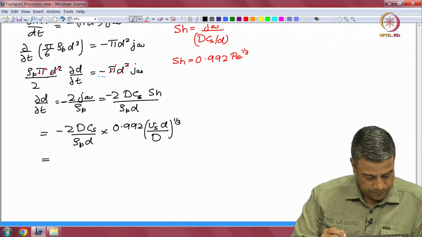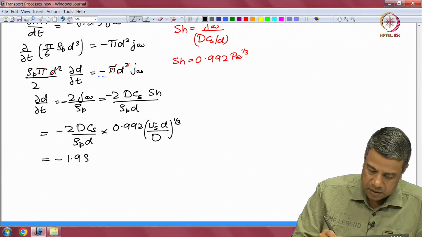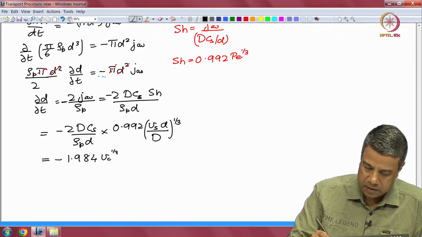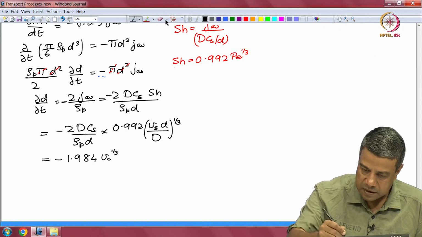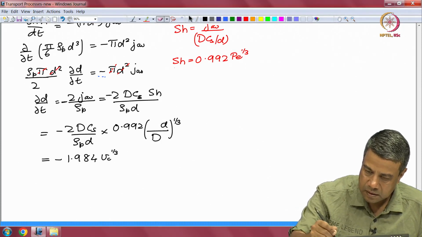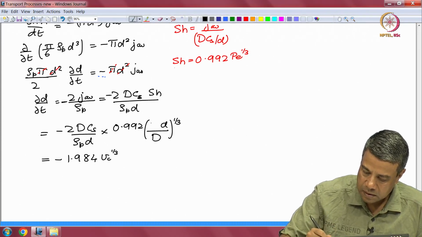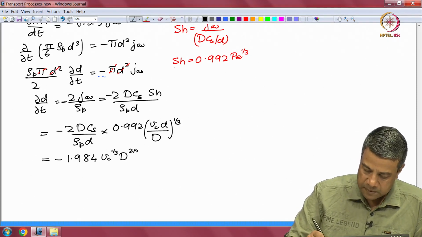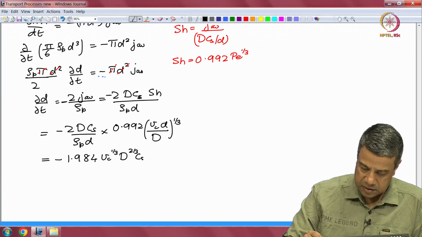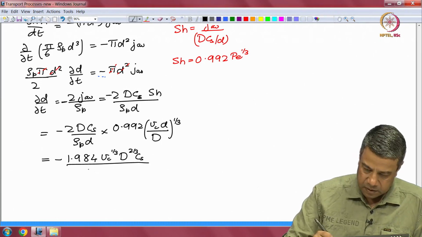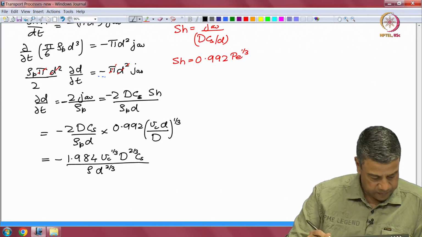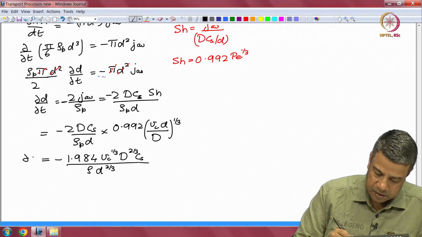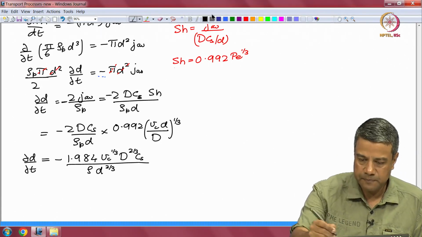So this is equal to minus 1.984 into Vc to the 1/3. This is the characteristic velocity, so it should be Vc. The diffusivity to the 2/3 into Cs divided by rho into d to the 2/3. This is partial d by partial t.